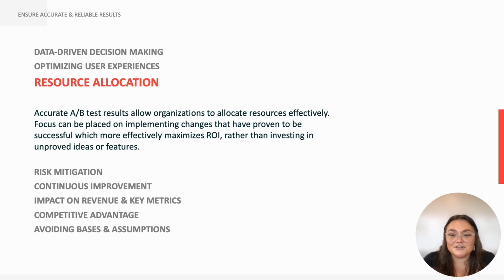Accurate A/B test results allow organizations to allocate their resources more effectively. Focus can be placed on implementing changes that have proven to be successful, which can help them maximize their return on investment, rather than investing in unproven ideas or features with unknown results.